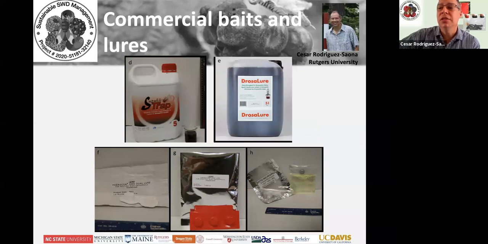Since that work was completed, several baits such as Suzuki Trap and Drosal lure, and also lures such as the Trece lure and the Pherocon lure have become commercially available for monitoring spotted wing Drosophila. Both the Trece lure and the Pherocon lure are based on volatiles emitted from fermentation products.